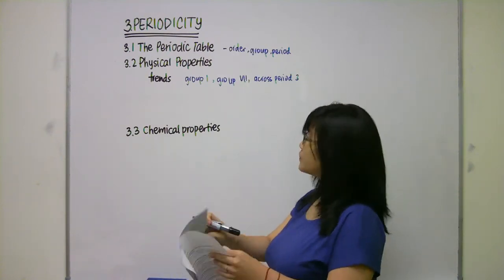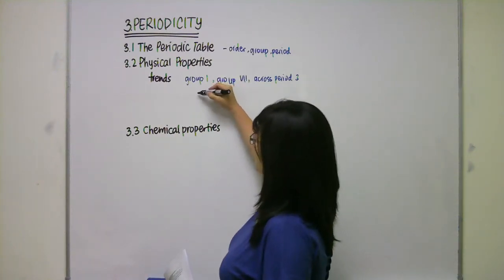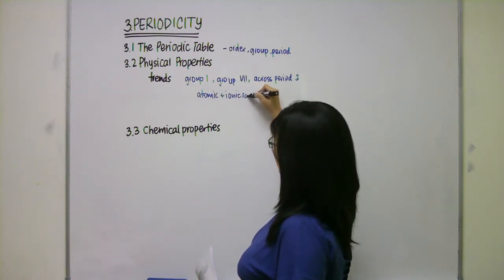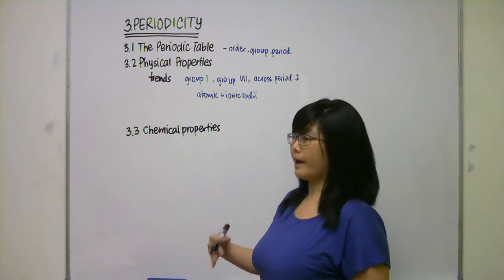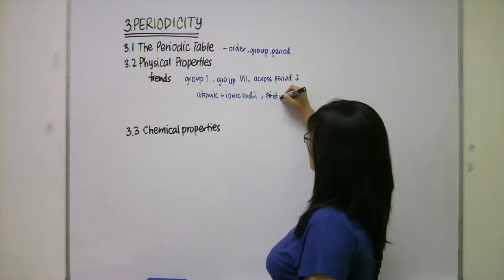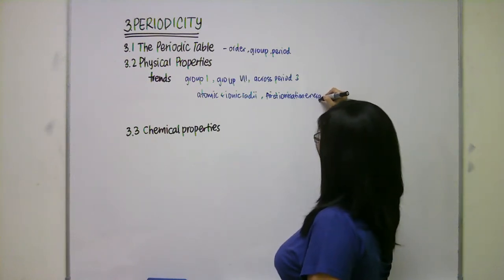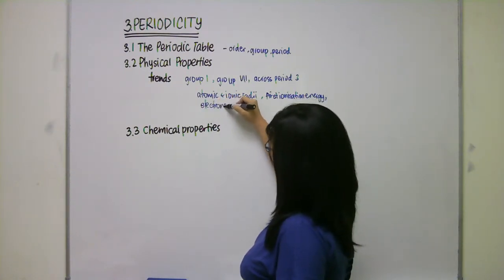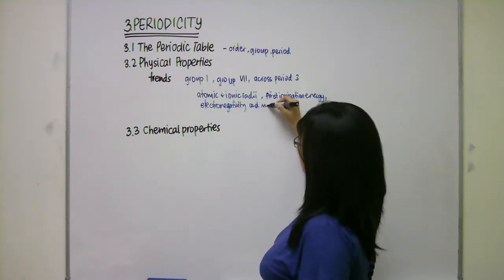And there will be 5 physical properties that you're going to be discussing with your students. Okay, you're going to talk about the atomic and ionic radii. Okay, so how they change down the group, across the period, and why. Okay, and you're going to be talking about first ionization energy, electronegativity, and melting point.